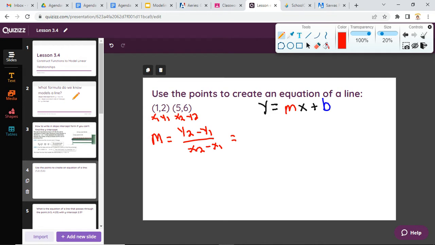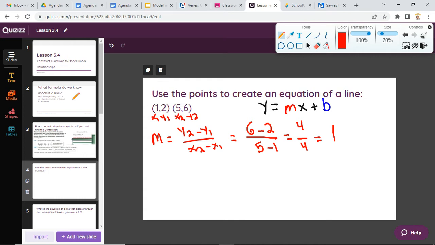So here I need to do 6 minus 2 over 5 minus 1, which is y2 minus y1 over x2 minus x1. 6 minus 2 is 4, and 5 minus 1 is also 4. So I get 4 over 4, which is equal to 1.